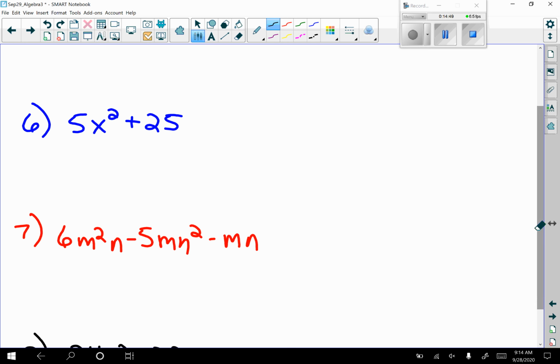All right, so take a look at 6 and 7. Now I will point out 7 has 2 variables, so the order we're not too worried about, but let's see if there's a GCF and what's left over. So pause the video, give 6 and 7 a try.